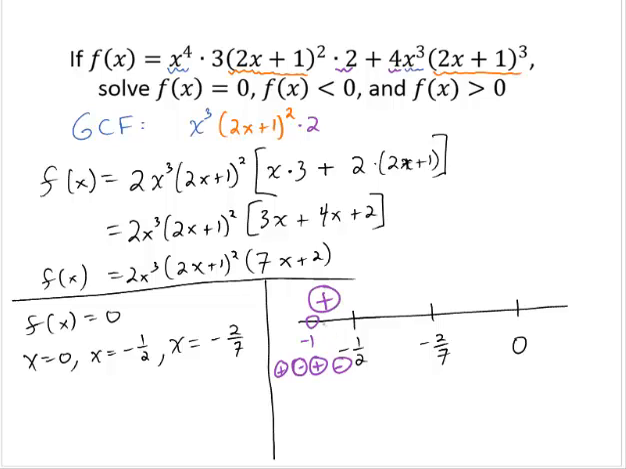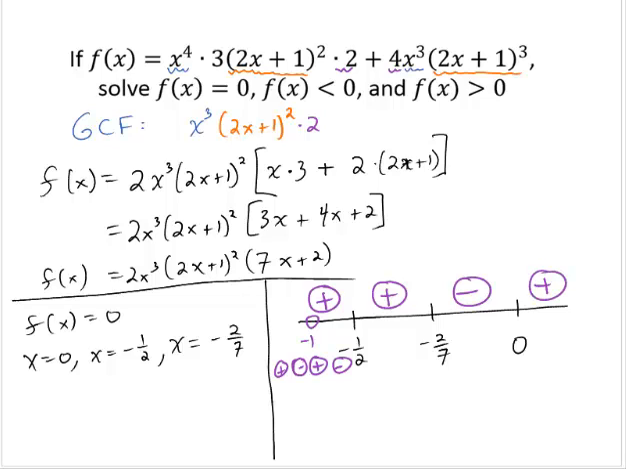At negative 1/2, that's corresponding to the factor 2x plus 1, which is being raised to the second. So it'll bounce off at negative 1/2, staying positive. At negative 2/7, that's corresponding to the factor 7x plus 2. That's a linear factor, so it's being raised to the first power, and so it will change signs. And then at 0, that corresponds to the x cubed, and so since it's an x cubed, it will change signs again.